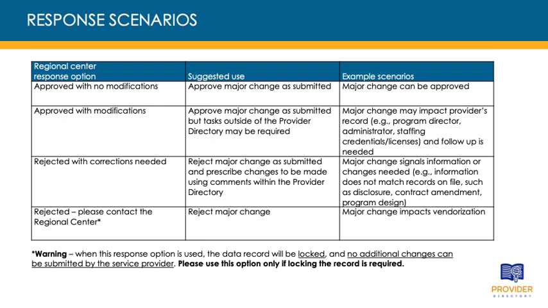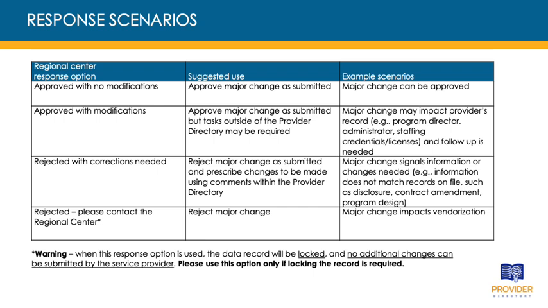Approve with modifications. You approve the major change as submitted and act outside of the provider directory following existing regional center procedures. An example may be that the major change may impact the provider's record, such as program director, administrator, staffing, credentials, and licensing. Follow-up is needed.